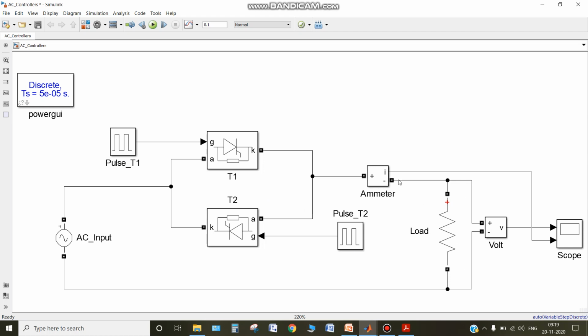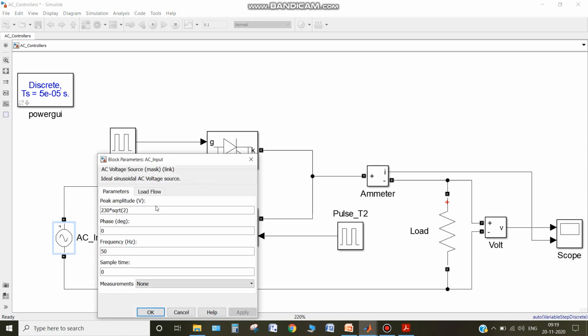In series with the load, we have one ammeter, and in parallel with the load, we have one voltmeter. This is the scope to observe the waveforms, that is, the waveform for the voltage and current in the load.